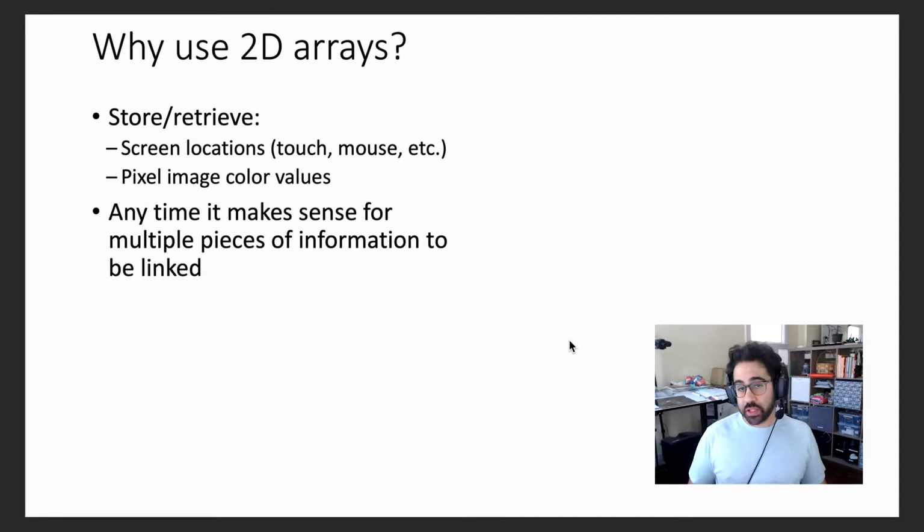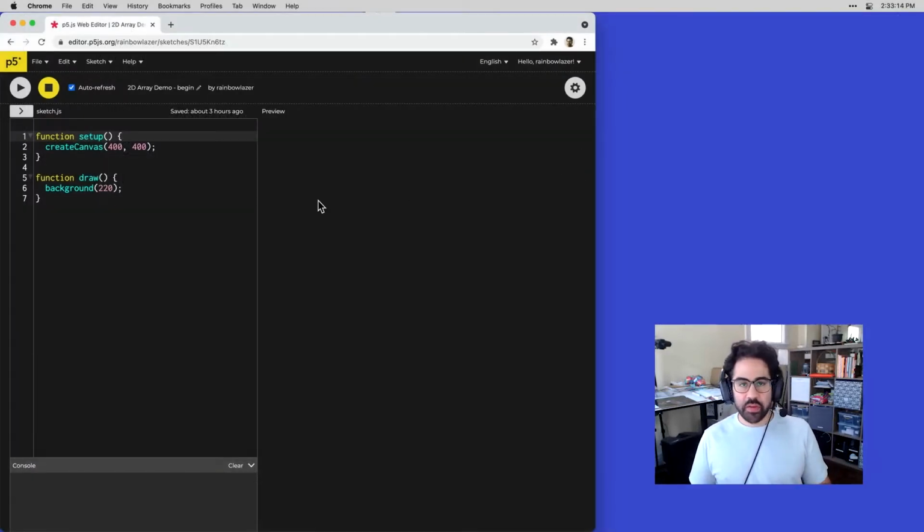2D arrays are really useful for storing and retrieving things like a location on a screen. They're also really good for storing pixel image color values. In general, you'll want to use a 2D array anytime it makes sense for multiple pieces of information to be linked or grouped together inside of one variable. Let's jump into P5 and get on with some examples here.